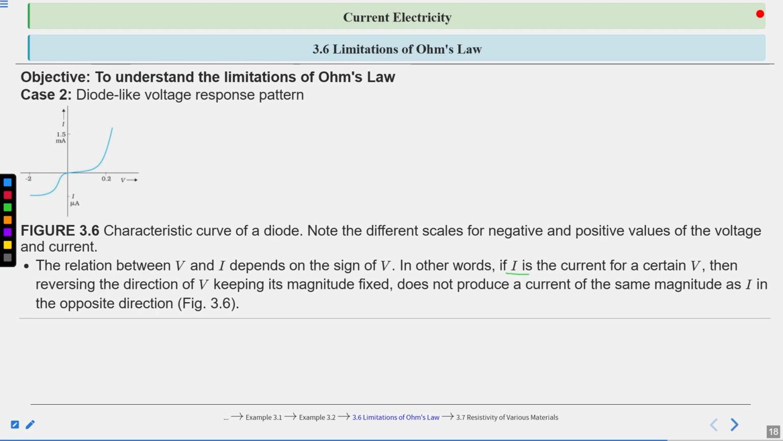In other words, if I is the current for a certain V, then reversing the direction of V, keeping its magnitude fixed, does not produce a current of the same magnitude as I in the opposite direction. So it will not produce the same current, because the VI characteristic in both cases is different. So these are diode-like voltage response patterns. You have to remember just this thing for now. We will discuss this graph in that chapter in detail.